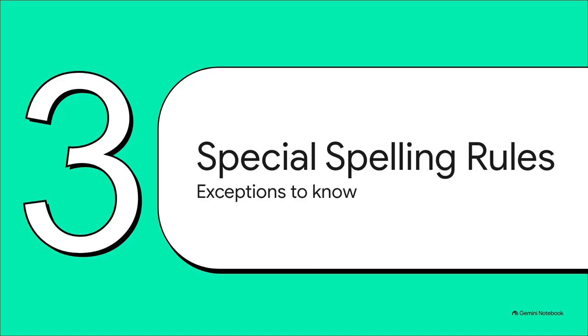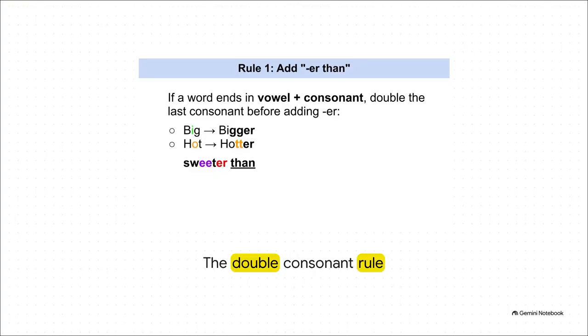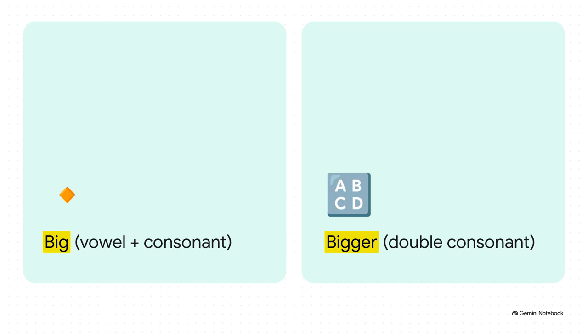Moving on to Section 3, special spelling rules, the exceptions to know. Now, what's really interesting about this slide is how the spelling actually changes based on the letters at the very end of our short word. Our rule here is this. If a word ends in a vowel followed by a consonant, we absolutely must double that final consonant before we add the er. Just as a quick reminder, vowels are A, E, I, O, and U, and consonants are all the other letters. Let's slowly walk through these examples together.